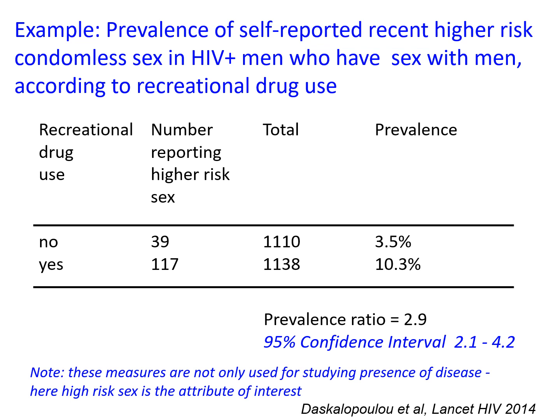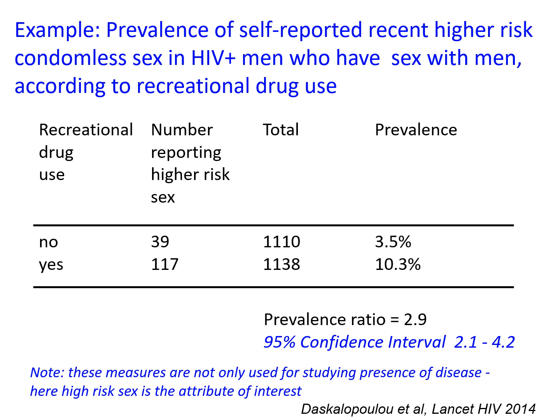So in this example, the prevalence that we're talking about is not for a disease, but for a self-reported risk behavior, self-reported recent high-risk condomless sex in HIV positive men who have sex with men. And the exposure we're interested in is recreational drug use. So we have a group of men who reported not using recreational drugs, of which there's 1,110, and of these 39 reported higher risk sex. So therefore a prevalence of higher risk sex reported of 3.5%.